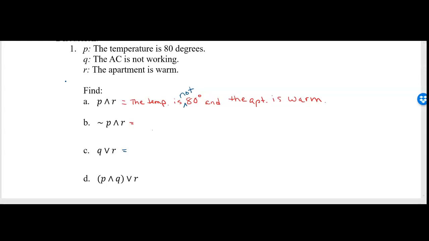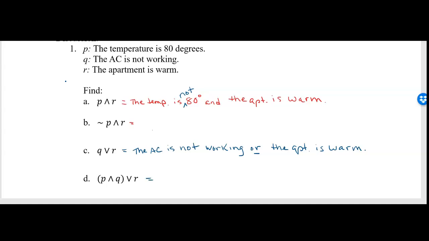Let's go to the C. Q, and that's your V, so that's your, or, Q or R. Q represents the AC is not working, or the apartment is warm. That would be that sentence. This one had the and. With the second part, we added the not. This is just your P or your Q or R.